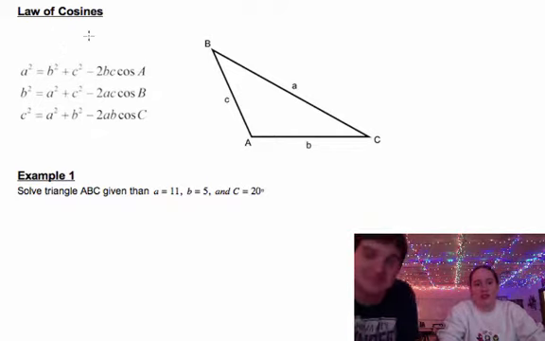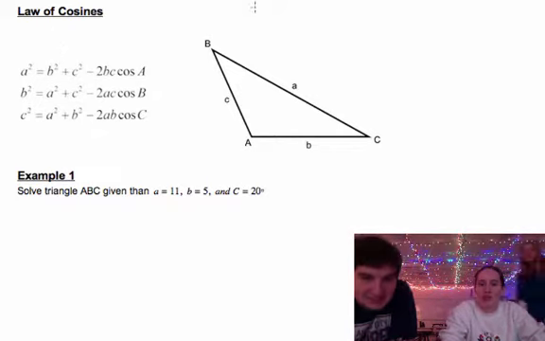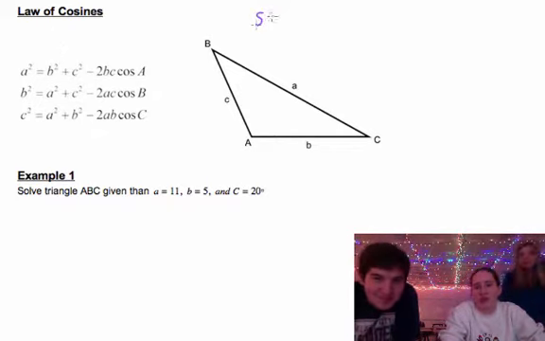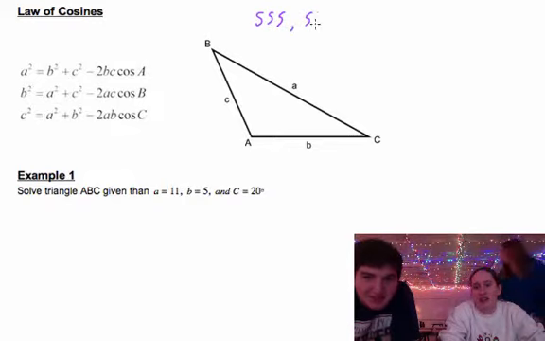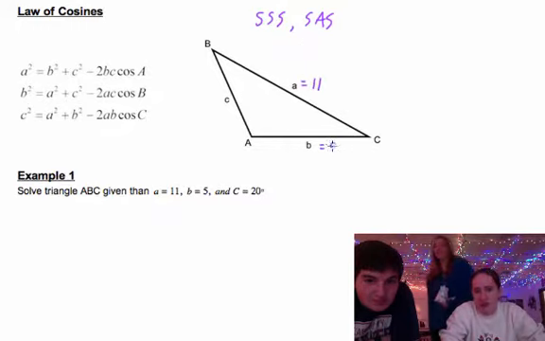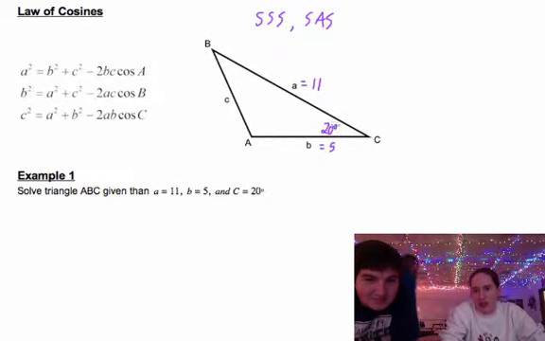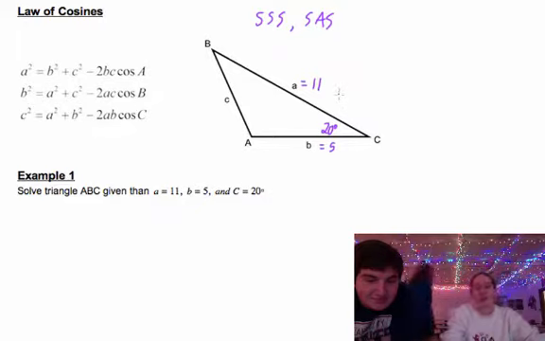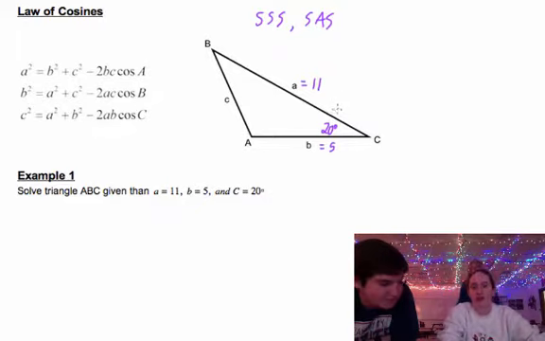All right, so these are our formulas, and remember that we can use this for side, side, side or side, angle, side. Either of those situations. So here's how this works. Example 1: solve triangle ABC, given that A equals 11, B equals 5, and C equals 20. If we look at this triangle, that means this side's 11, this one over here is 5, and then C is 20 degrees right here. So that's a side-angle-side situation. We can totally solve this with law of cosines.